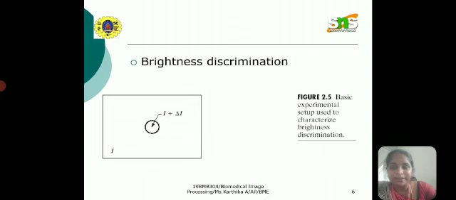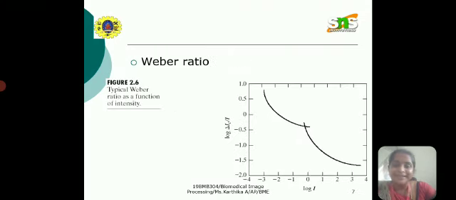And brightness discrimination, the basic experimental setup used to characterize brightness discrimination. Here we use I and delta I. I is the illumination or intensity of the spot, and delta I represents the difference in that element. Here we can easily differentiate the brightness of any two images or any two pictures. And here the Weber ratio is one important thing. The typical Weber ratio is a function of intensity. Here this graph is between log I and log delta I over I.